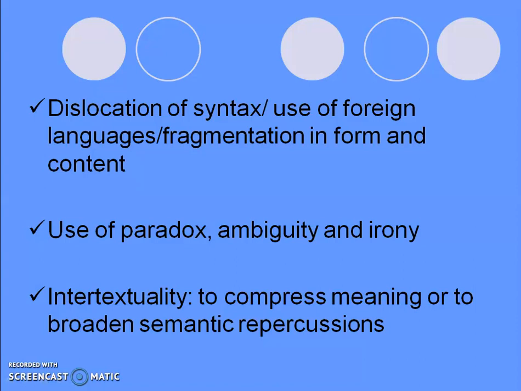There was a dislocation of syntax that brought about fragmentation not only in form but also in content. There was also the inclusion of foreign languages in different texts. Ezra Pound, as one of the key names in modernism, could insert complete lines or verses written in French or in German. And this, together with the use of intertextuality to compress meaning or to broaden semantic repercussions, made the text quite obscure for those readers who did not have a command of many foreign languages or were not well read in the classics. We can also see the use of paradox, ambiguity, and irony.